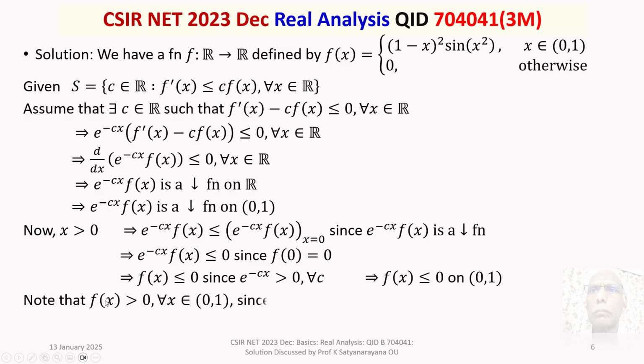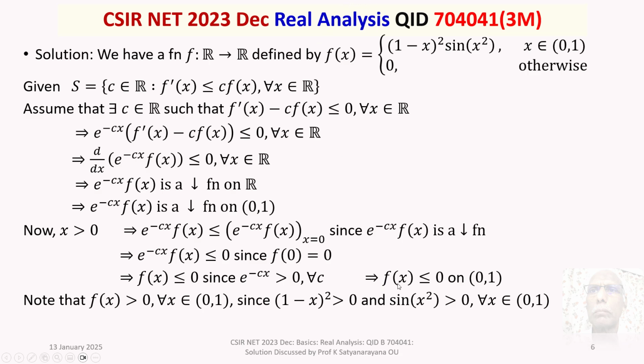Note that f of x is greater than 0 for all x belonging to 0 to 1. So go back to the definition. For x belonging to 0 to 1, f of x is (1 minus x) whole squared into sine x squared. When x lies between 0 and 1, (1 minus x) whole squared is positive, and sine of x squared is positive. That is why f of x is positive in the open interval 0 to 1, because (1 minus x) whole squared is greater than 0 and sine x squared is greater than 0 for all x belonging to 0 to 1.